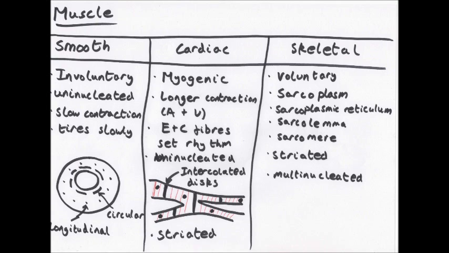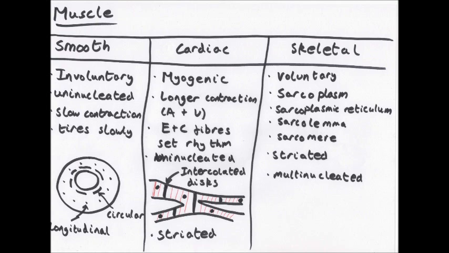Some key things you need to know: it's uninucleated, it's got one nucleus. It is slow to contract but equally tires slowly. And some examples are the walls of the gut, the iris of the eye, and the walls of the arteries and arterioles, walls of the uterus, all those various examples.